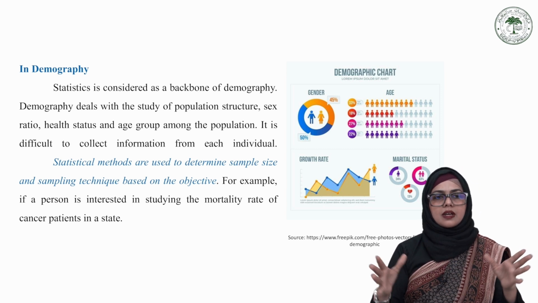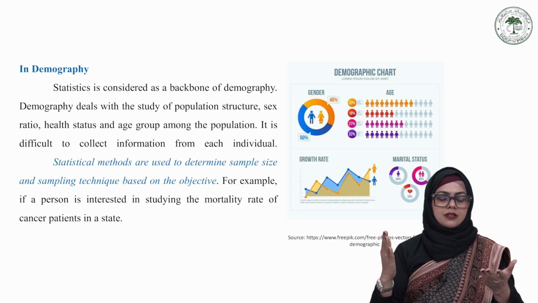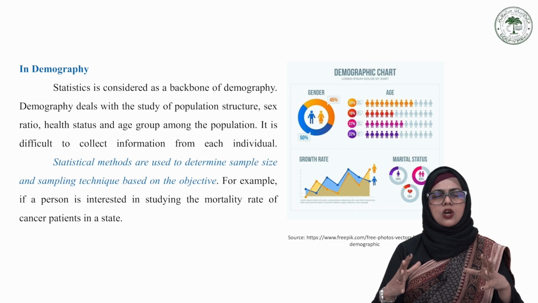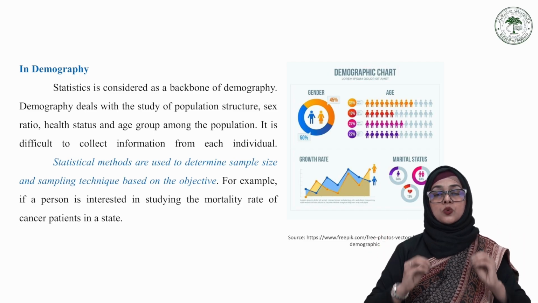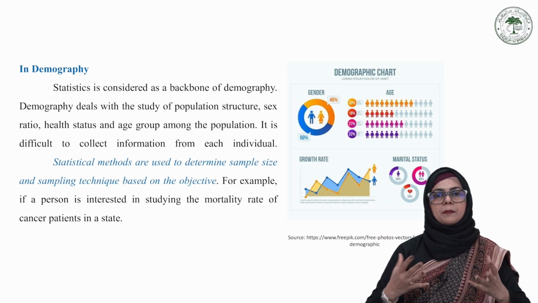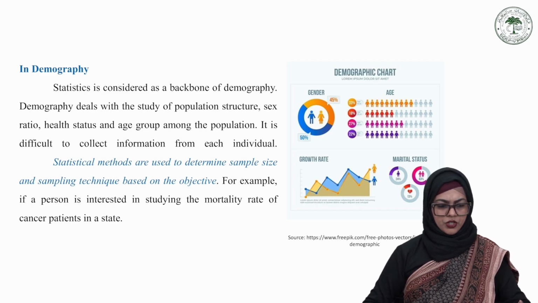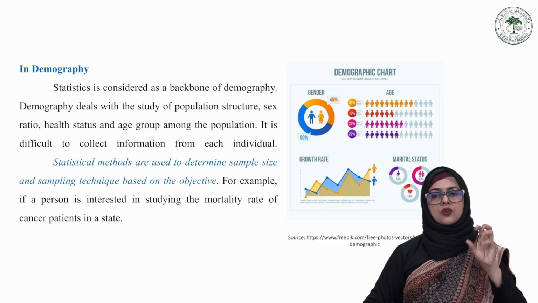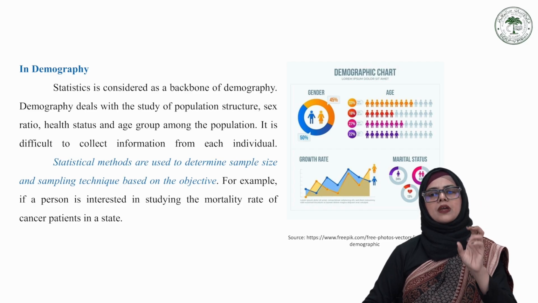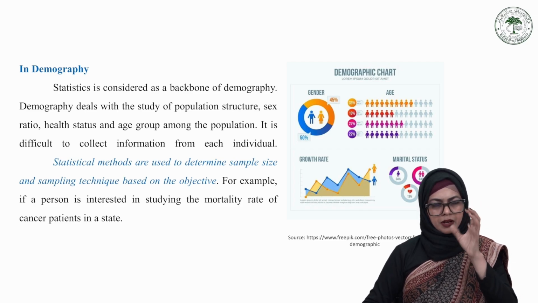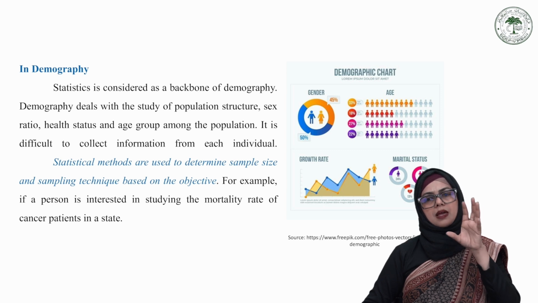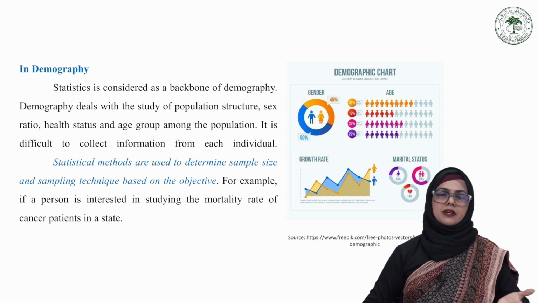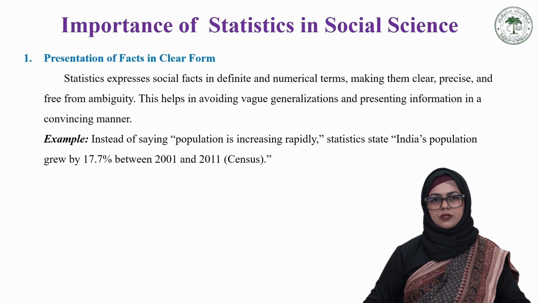So all the study that is related to demography, that is the study of population structure, the sex ratio, health status and so on, all the statistical methods are used to determine the sample size and the sampling technique based on the objectives. So if you want to study, for example, the mortality rate of cancer patients, we know from where we are supposed to get the data and the information, and after the appropriate sampling technique, based on these values we are estimating the mortality rate of the cancer patients.